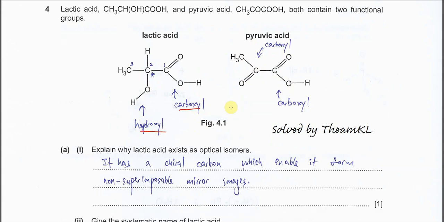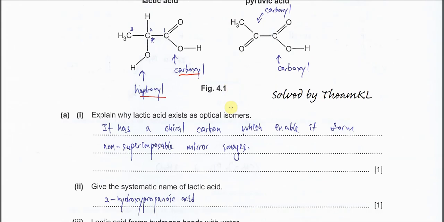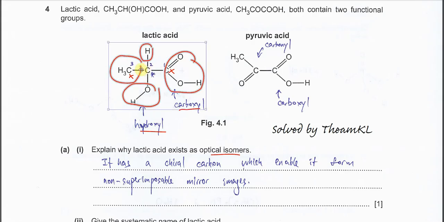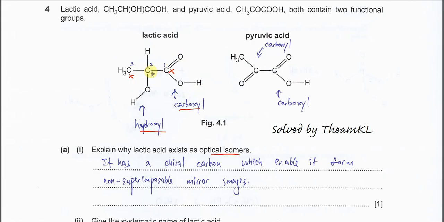And part A1, explain why lactic acid exists as optical isomers. So for lactic acid, we need to find the chiral carbon. Among these, there are just 3 carbons here. This carbon cannot be the chiral carbon because it has 3 hydrogens. This carbon has just 3 atoms bonded to it, so this is not the chiral carbon. This carbon has 1 group, 2 groups, 3 groups, 4 different groups bonded to it, and we know that this is a chiral carbon.